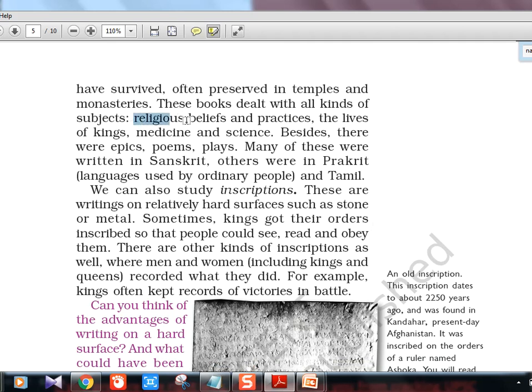Now, religious beliefs, practices, kings, medicine, science, these are some of the information which we get from such writings, manuscripts, that is the handwritten books, handwritten palm leaf, or barks. And the languages were ancient languages, Sanskrit, Prakrit, and all. You know, Sanskrit also is one of the classical languages in India. Only 6 languages have classical status in India. Try to find out which are the 6 languages.